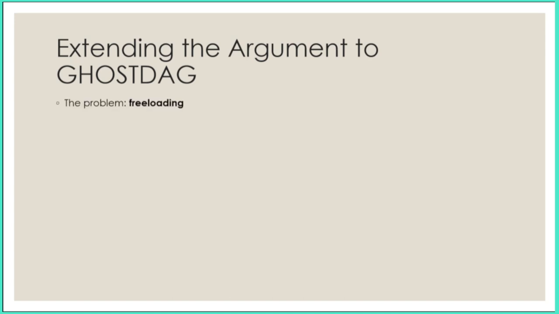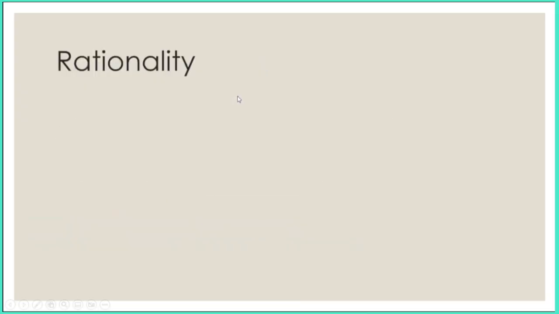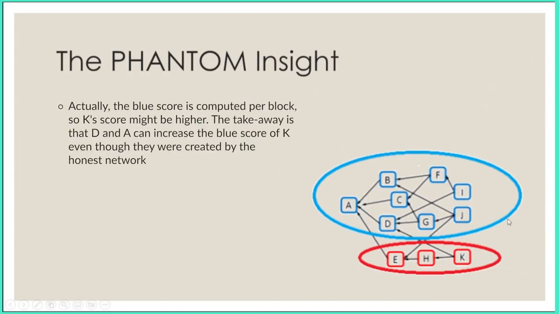And the problem is a phenomenon called freeloading. Freeloading is the fact that the attacker can point to honest blocks to increase their blue score. So if we go a lot back, we look at this block K. We know that even though the attacker only created E and H and K, this block K does have some blue score, right? Because it knows D and it knows A. So the honest network would think that this block still has a score of 2. These are blocks created by the attacker, but their score is boosted by the blocks created by the honest network.